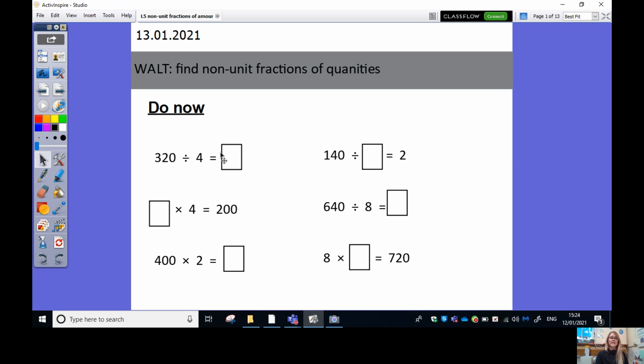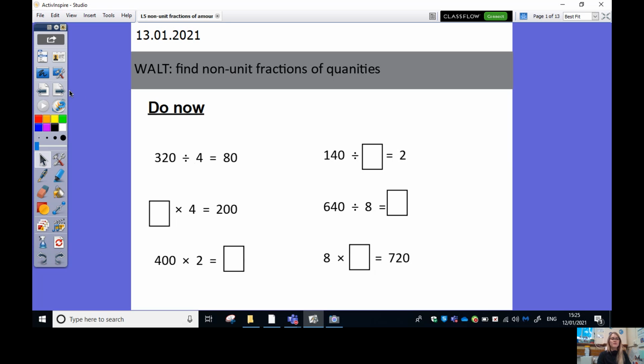So you're looking for the missing numbers for each question. Now you need to think about your times tables facts that you already know. So for example, in the first one, 320 divided by 4, I already know 32 divided by 4, which equals, hopefully you know, 8. And it was 320, not 32. So I know that my answer needs to be 10 times bigger. So my answer would be 80. So I'd like you to pause the video, have a go, and come back to mark it when you're ready. Off you go.